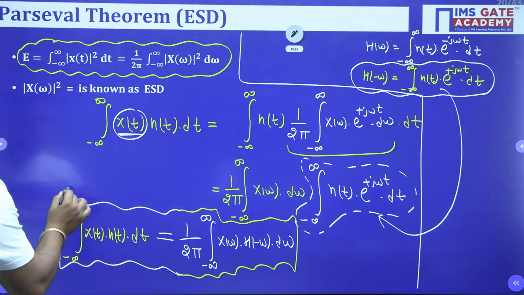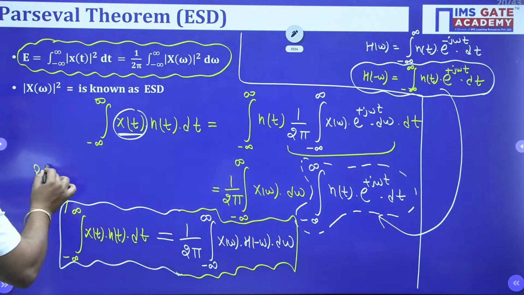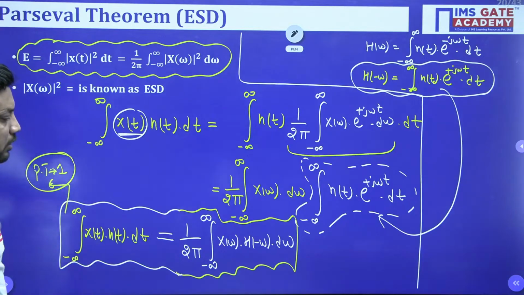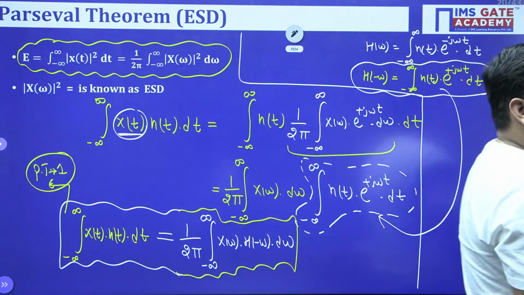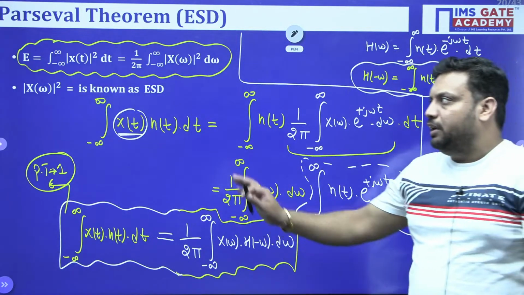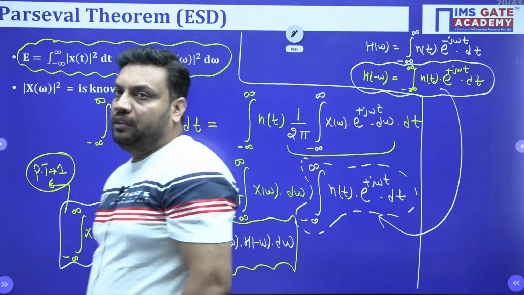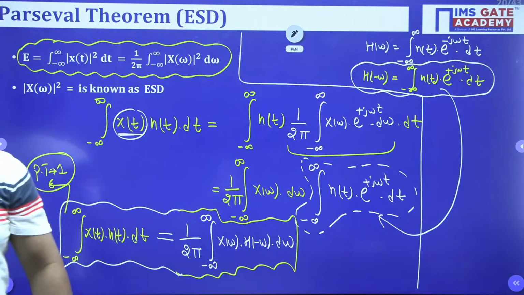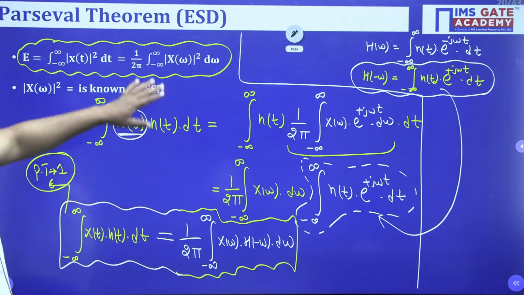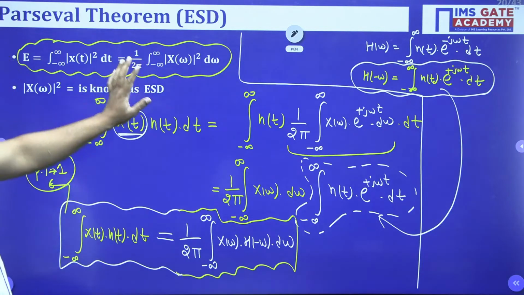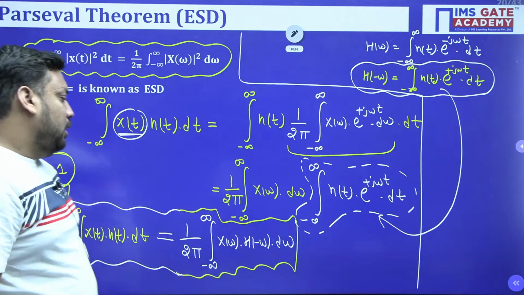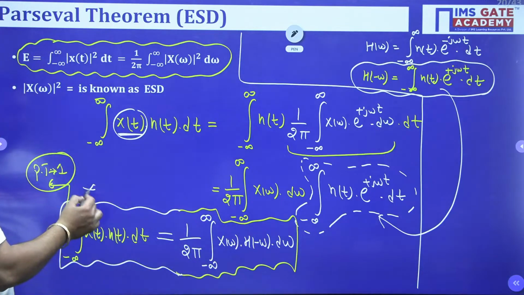This is the first Parseval theorem. This is the Parseval theorem first form, PT1. You should write PT1 form. This is the first form of Parseval theorem. Generally students are not aware about this form. Generally students only remember the energy form because it is mentioned in the textbook and reference book, and many times questions are also asked from that form only. But a smart examiner can make a question from this form.